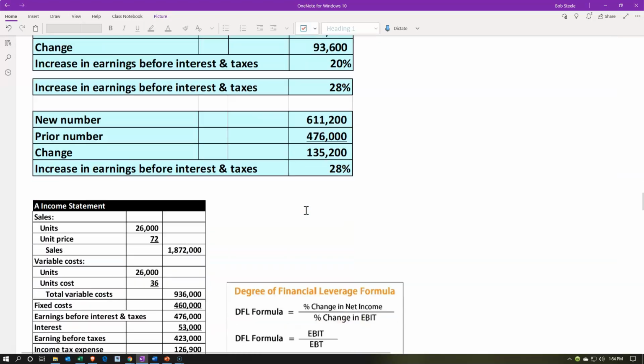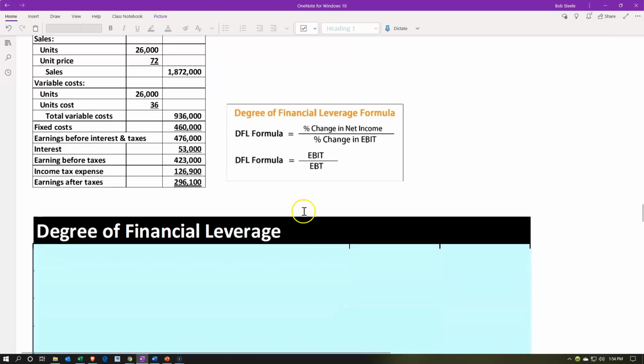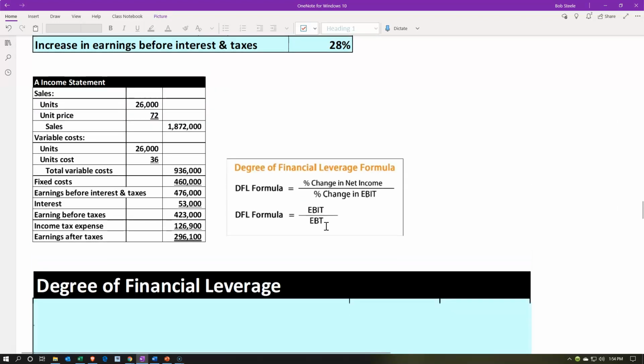So now we're going to scroll all the way down here. We're going to be focusing in on the degree of financial leverage now. This kind of focuses in where most people think of when you think of leverage. When you think of leverage, you're typically thinking of some kind of debt, some kind of financing, and how leveraged the firm is with relation to that. That's kind of where the focus will be here.